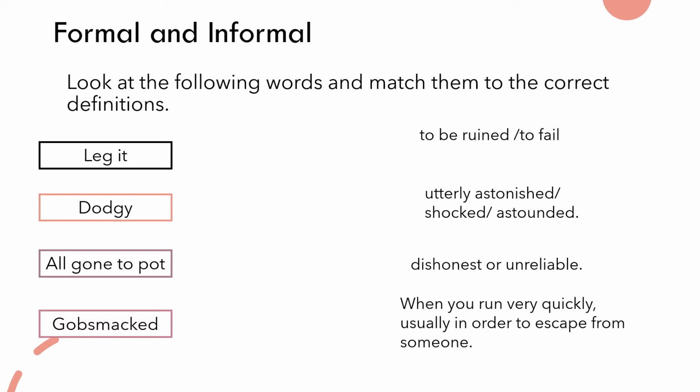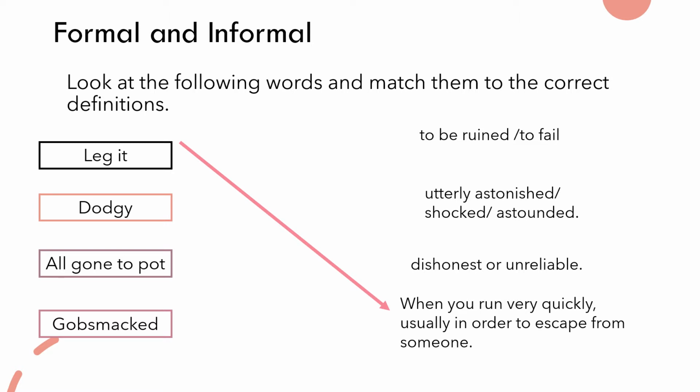So when we're talking about these kinds of words, we mean the kind of words that you don't usually use in formal conversation. They're ones that we use in more informal standard English as well. So the first one then, leg it. This is a very colloquial term, often used by young people and teenagers. It means to run very quickly, usually in order to escape from someone.